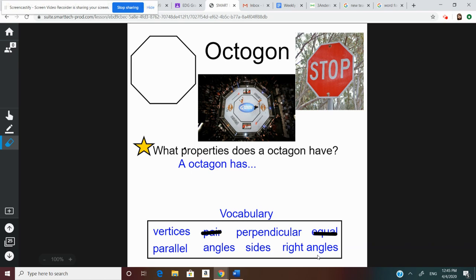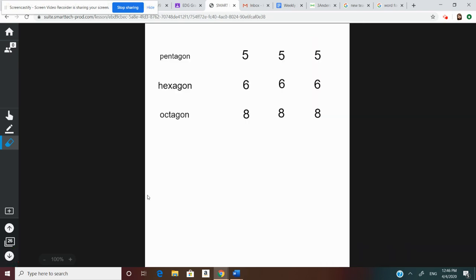So what kind of properties does an octagon have? You can say this with me if you'd like. It's going to have 8 vertices. It's going to have no perpendicular sides. It's going to have 4 sets of parallel sides. It's going to have 8 angles. It's going to have 8 sides, and it's going to have no right angles. You guys are masters of shapes now.